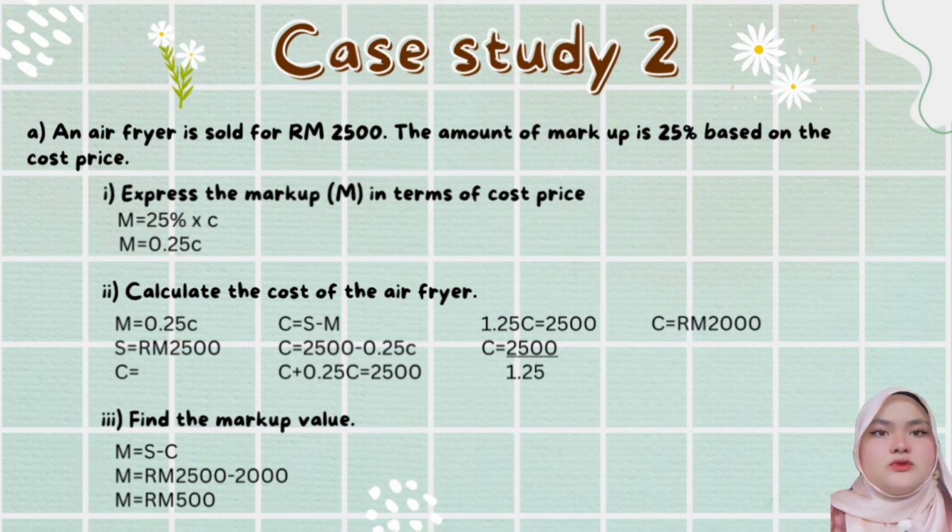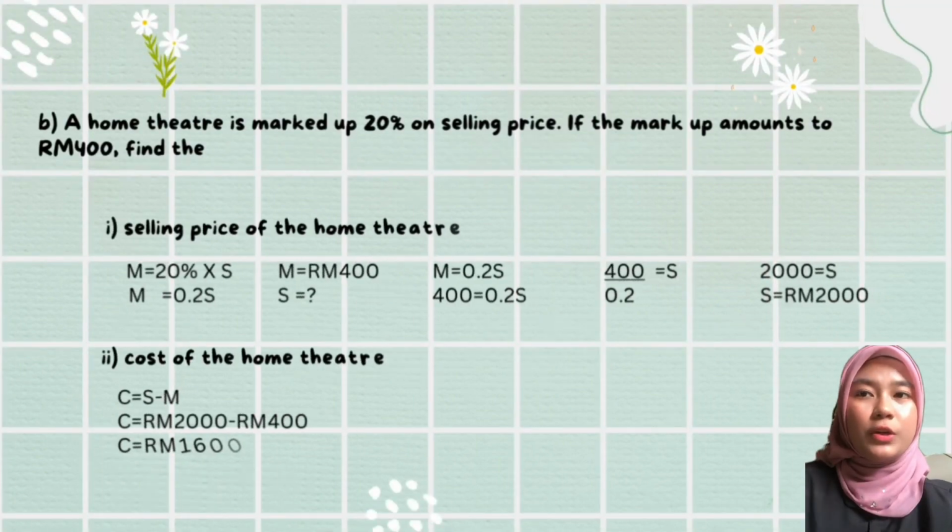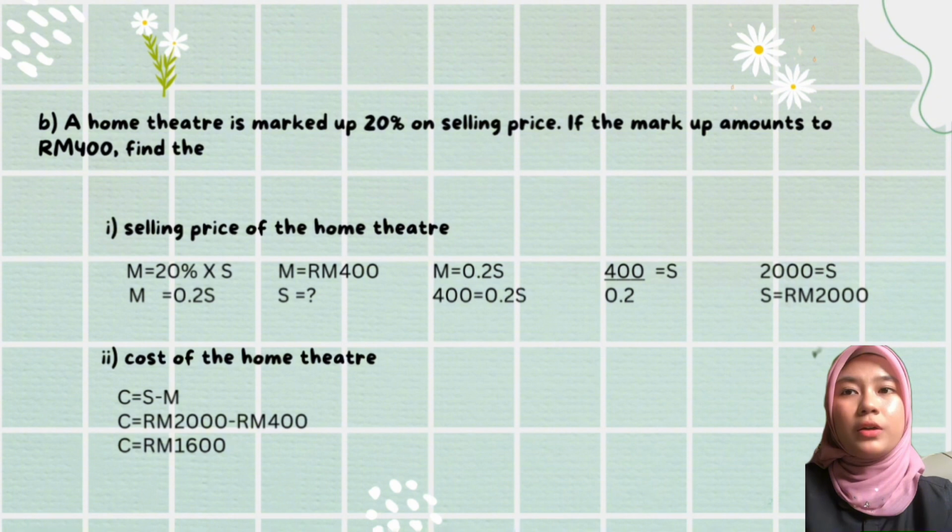The next question is question number 3. I use the formula M equal S minus C. So M equal to 2,500 minus 2,000, and the answer is M equal to RM 500.